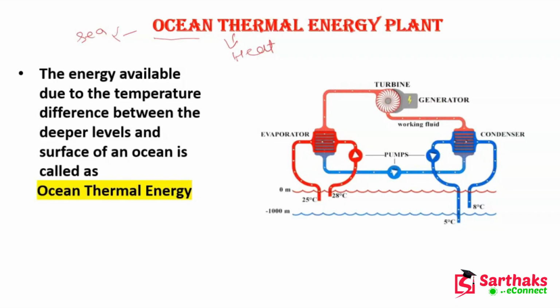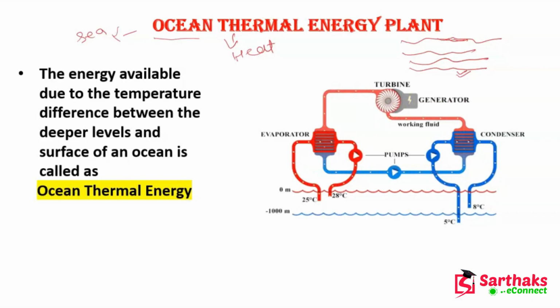Let's suppose this is your sea. The layer which is on the upside has a higher temperature, but if you go deeper, the temperature decreases. Why? Because the sun rays do not reach there. So the temperature of the lower level is down, but the temperature of the upper layer is higher. Because of this temperature difference, we can use the energy available.